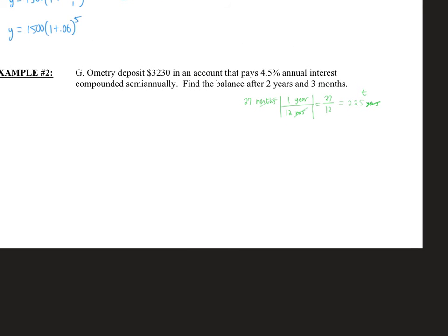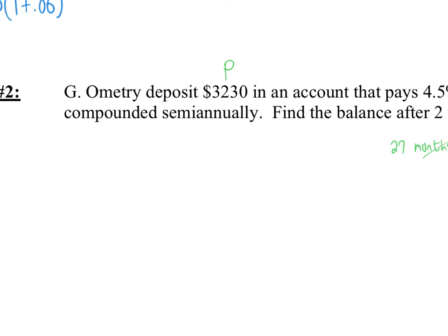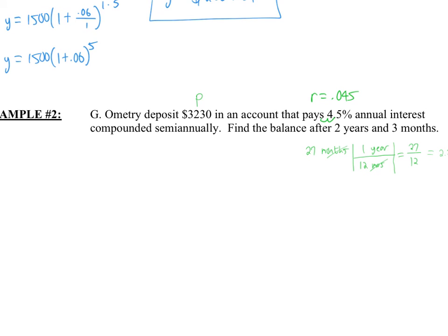Okay, let's go ahead and read this now. So Gino deposited $3,230 in an account that pays 4.5% annual interest compounded semi-annually. Find the balance after 2 years and 3 months. We already figured out the time in years: it's 2.25. What's our P, our initial amount? It's 3,230. Our r is 4.5%. Convert that to a decimal, 0.045. And compounded semi-annually is n equals 2.